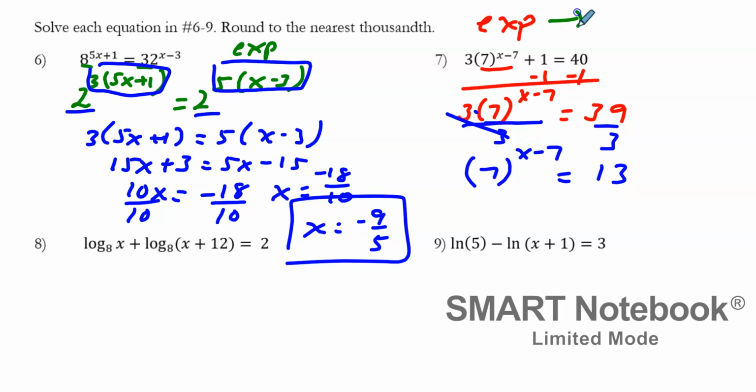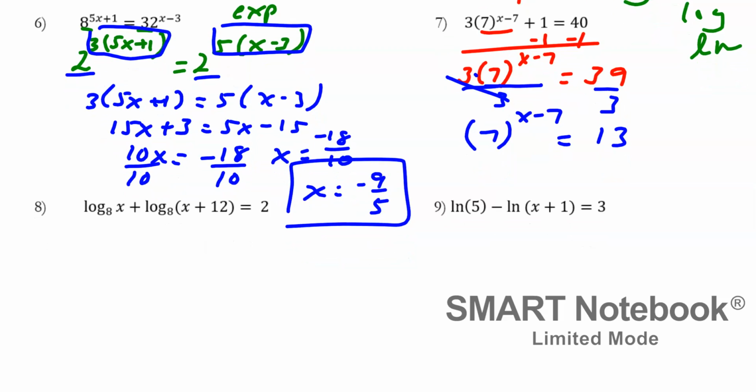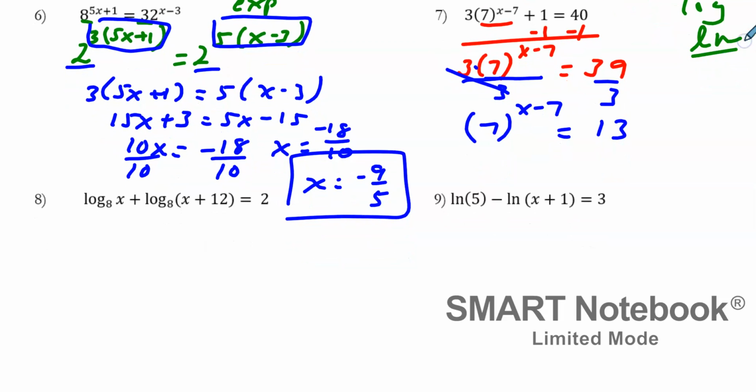So this is an example where we need to change from exponents to logs. That's their inverse relationships. So what I'm going to do, again, is either apply a log on both sides or apply ln on both sides. I will choose ln for this example. So if I apply an ln on both sides of my equation, what I can do is bring the exponent down in front. So we have x minus 7 all multiplied by ln of 7 equals ln of 13.